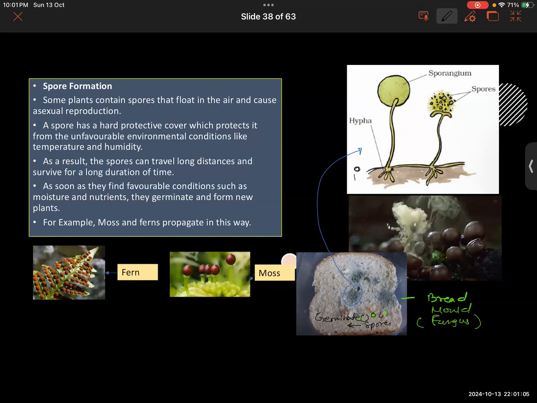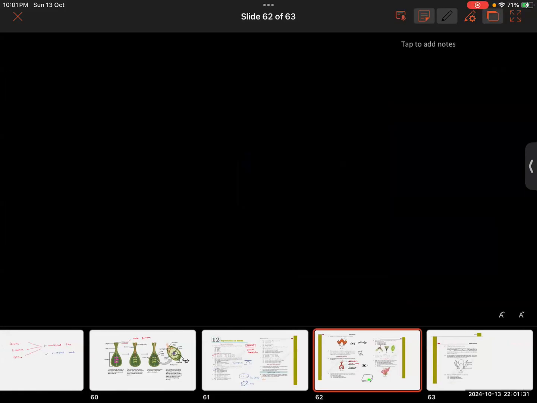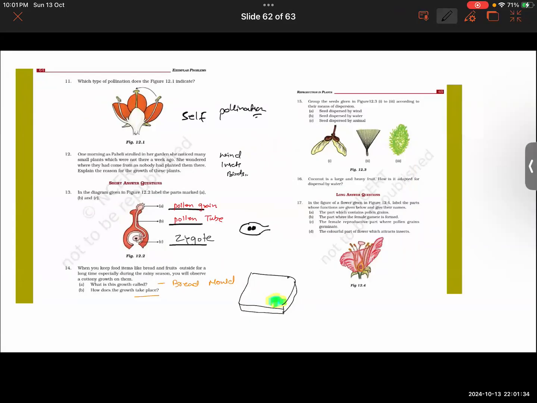Once it was like this, after it has landed on the bread, or it could be the fruit, or any type of food, the fungus can grow. So if the spore has fallen on it, the spore will start to germinate. Once it starts to germinate, the hypha will start to come out of it, then the sporangium will develop. So this is the way it grows. So they grow by germination of spores.